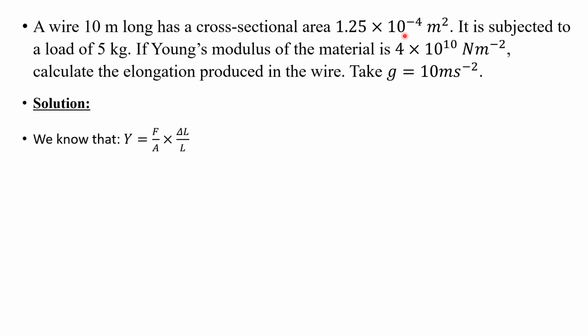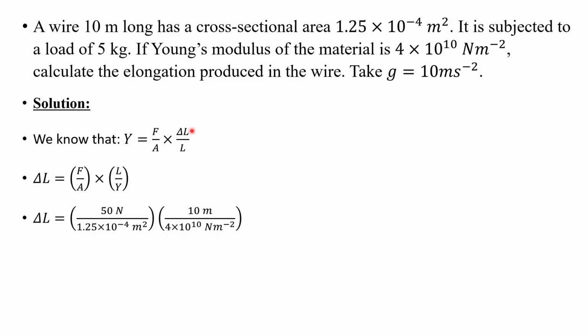We know that the Young modulus is equal to force over area multiplied by change in length divided by original length, and we need to find the elongation produced, that is delta L, or change in length. So if we arrange the equation, it will become F over A multiplied by original length over Young modulus. And by putting the values, we will get the answer.